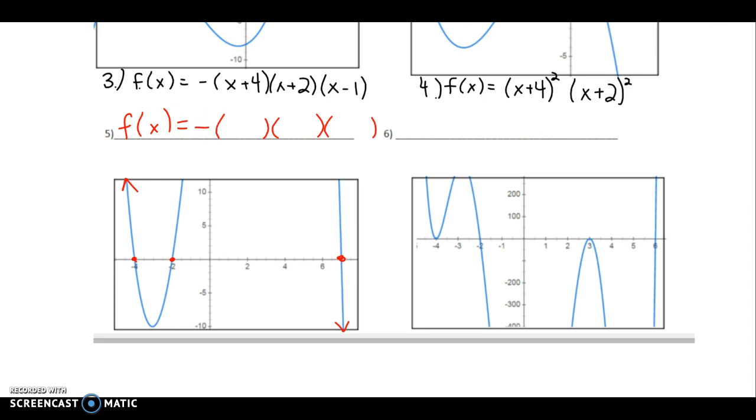And are any of them bouncing? So are any of them going to be squared? Nope. Okay, cross, cross, cross. So x plus 4, x plus 2, and x minus 7.